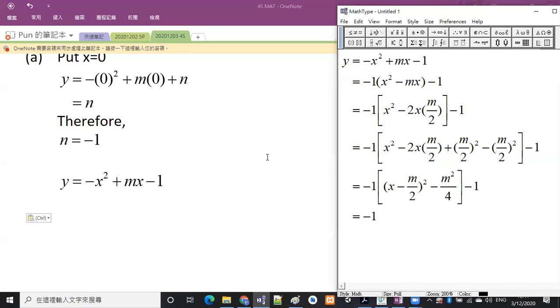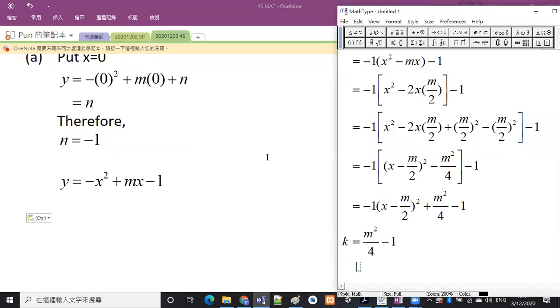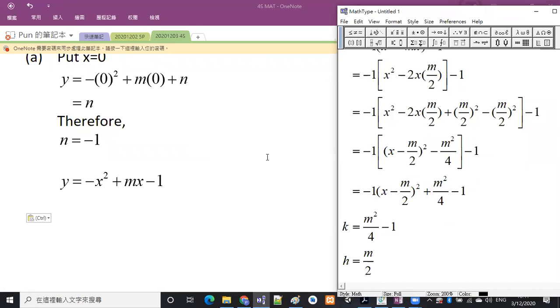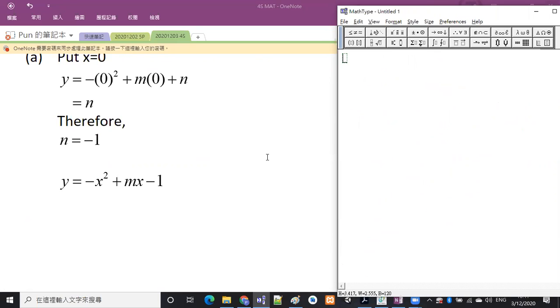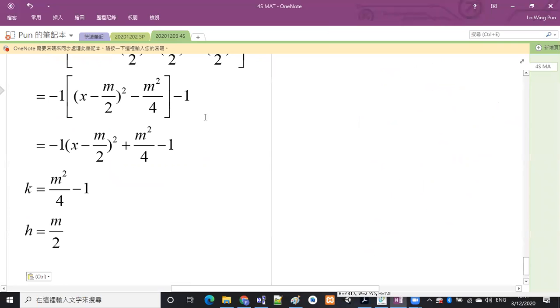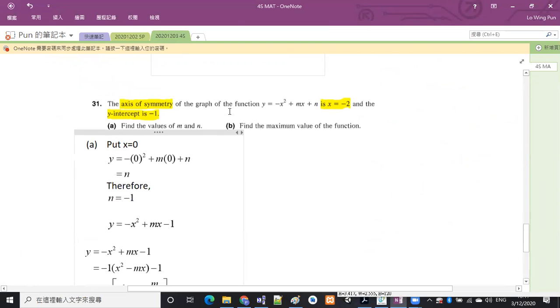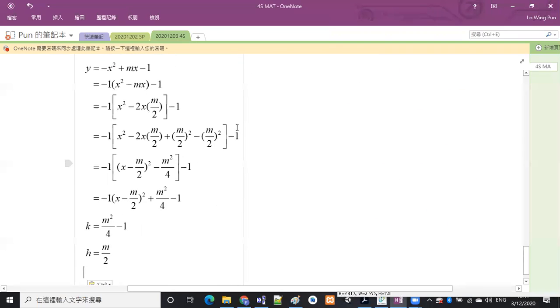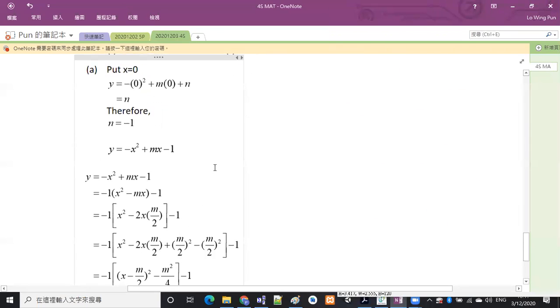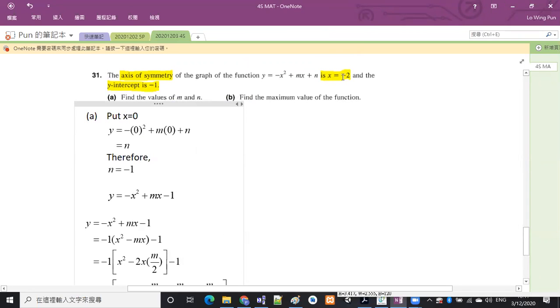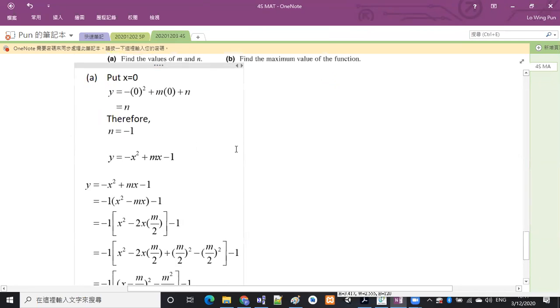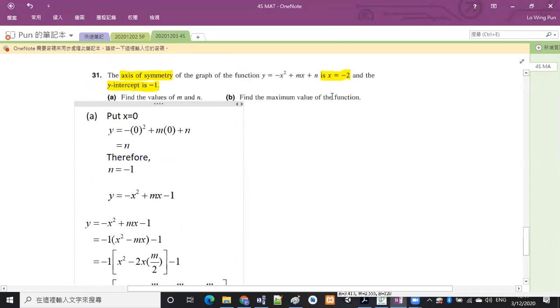Multiply the negative 1 back to the square bracket, (x minus m over 2) squared plus m squared over 4 minus 1. Okay, so now the k value will be m squared over 4 minus 1, and the h value will be m over 2. Can you get this? Okay, but what we have from the question is the axis of symmetry is x equals negative 2. So the formula for axis of symmetry is x equals h, which means that our h value should be equal to negative 2.